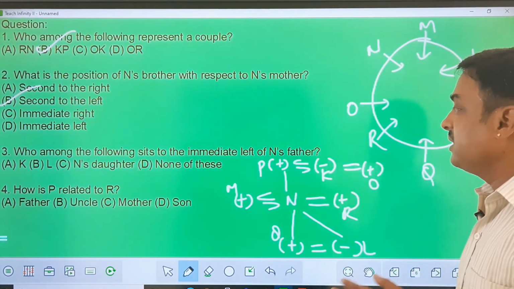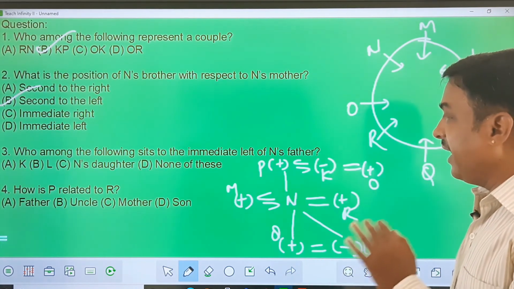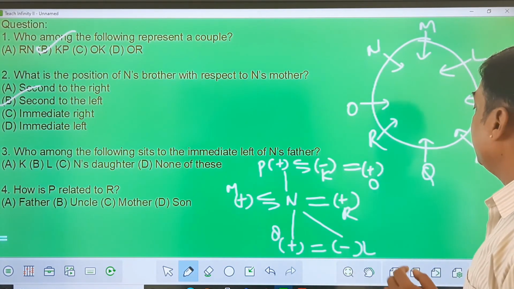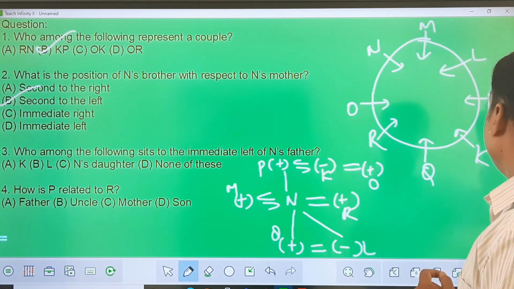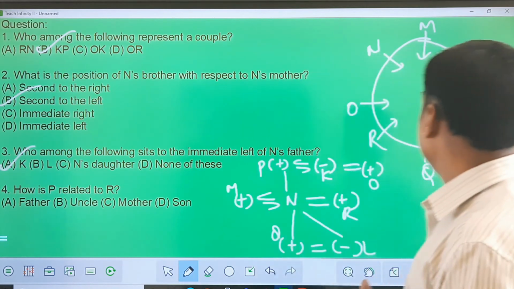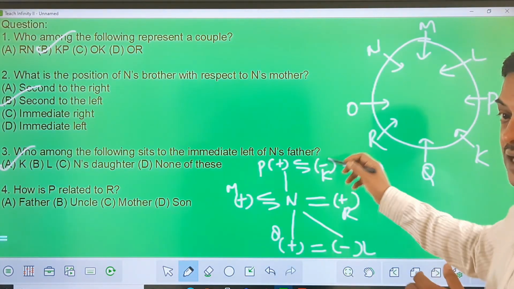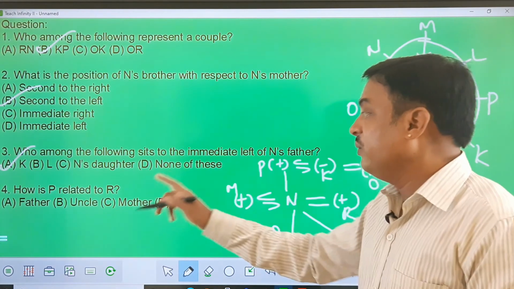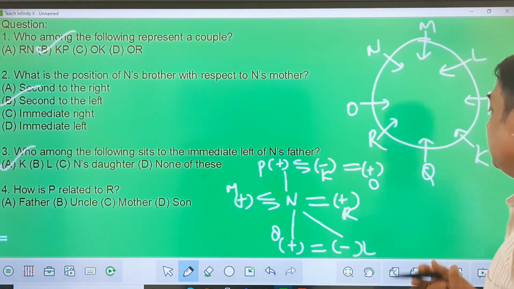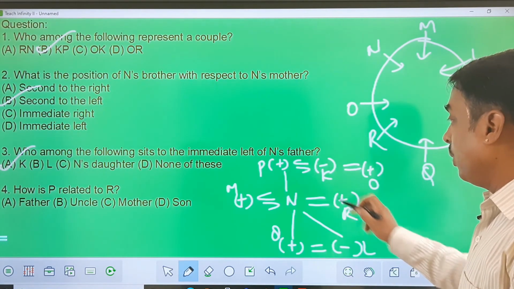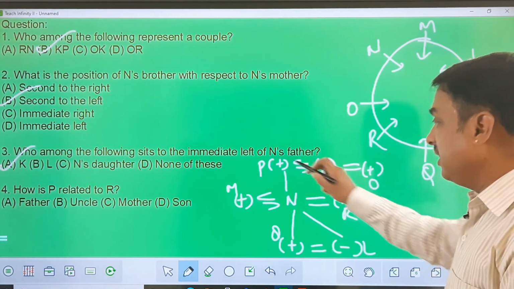Who among the following sits to the immediate left of N's father? N's father is P, immediate left is K. So you can say K is an answer, or you can also call it N's mother. Last here, how is P related to R? What is the relation between P and R? So with respect to R, what is P? So you can say father is the answer.